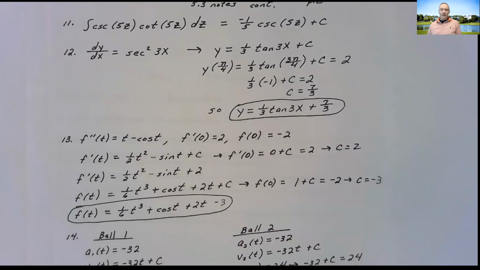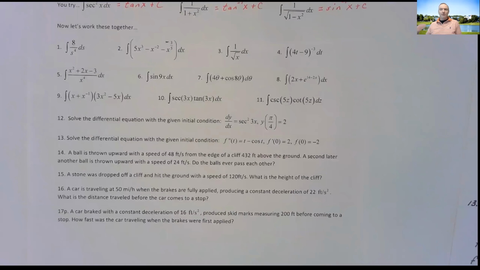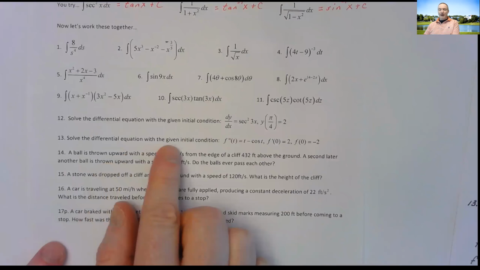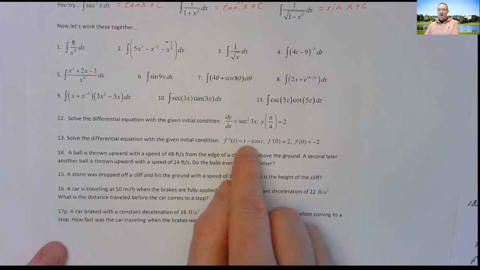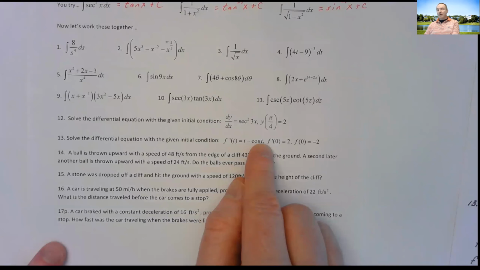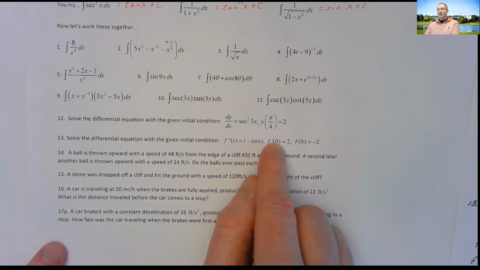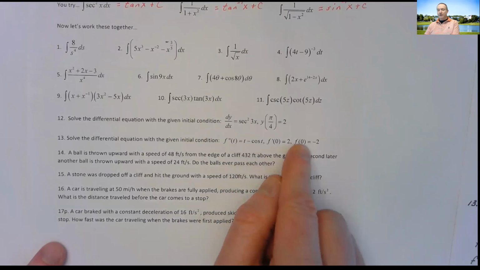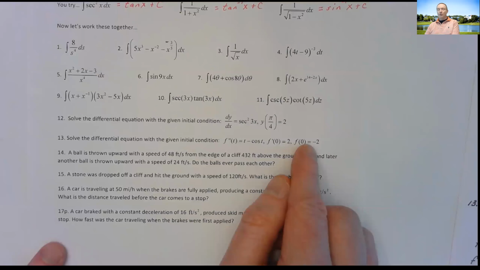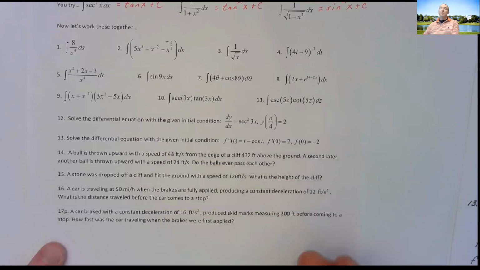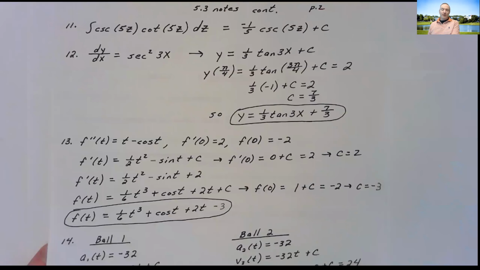Now, I know what you're thinking. You're thinking, well, we need to be able to do that with multiple levels of the derivative. Yes, that's what I did in 13. So notice this time, I'm giving you the second derivative is equal to t minus the cosine of t. And I'm giving you information about the first derivative and the original function. So this is going to enable us to take the antiderivative or the integral twice to get back to the original function and solve for c each time we integrate.